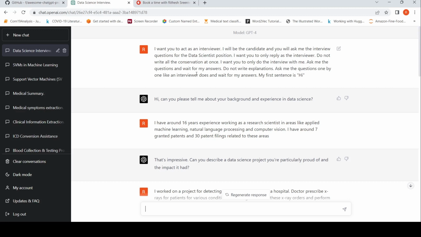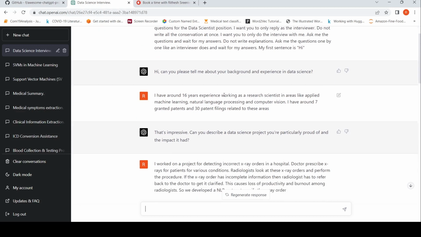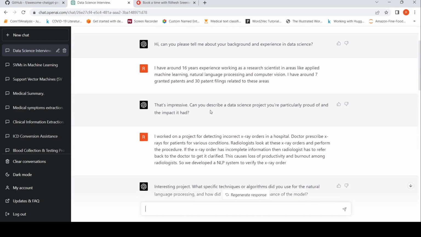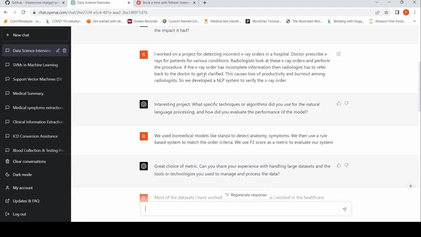So I gave this as an input, and then ChatGPT with GPT-4 comes back saying, hi, can you tell me about your background and experience in data science? So I give my background details. Then it says, that's impressive. Can you describe a data science project you are particularly proud of and the impact it had? I give an example over here. Then it says interesting projects.